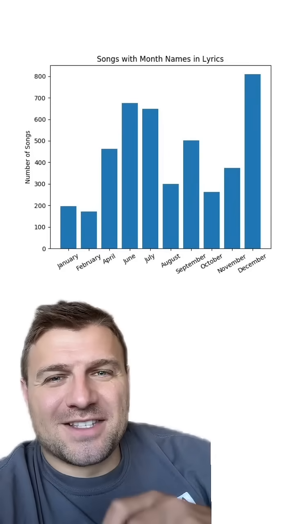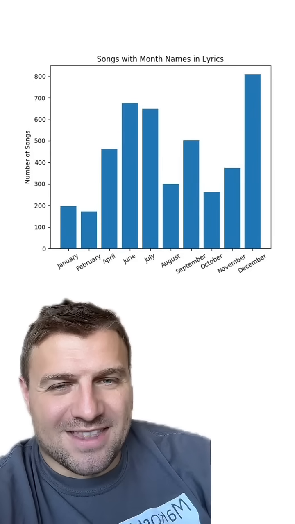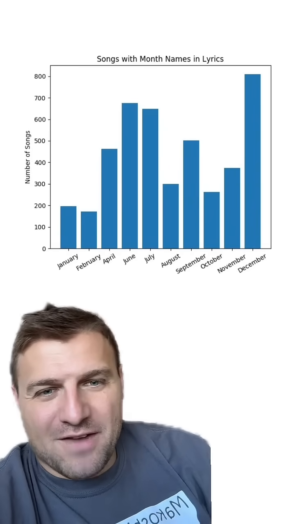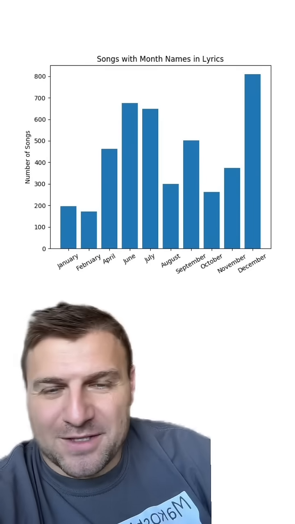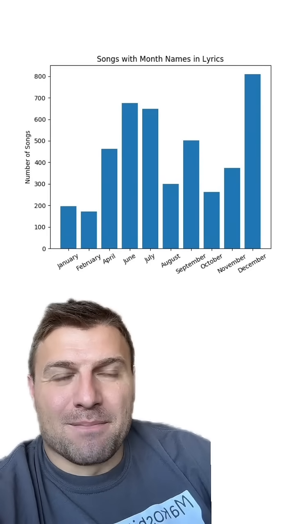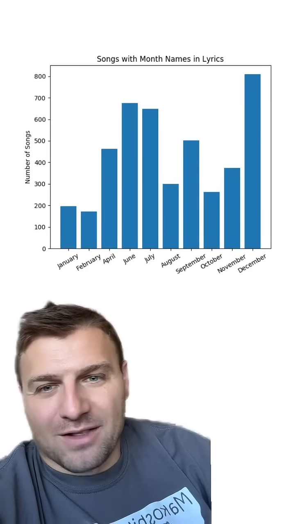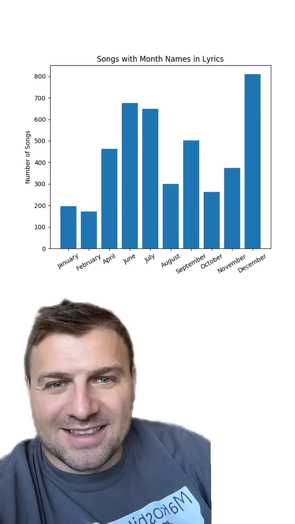This graph represents the songs with month names in their lyrics. So for whatever reason, I'm guessing because of Christmas and the holidays, December is the most common month, while January and February are the least common months.